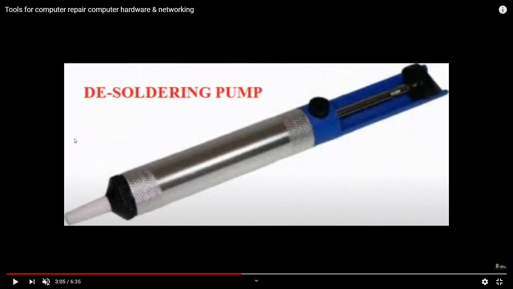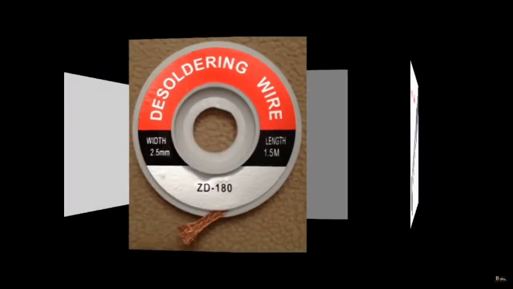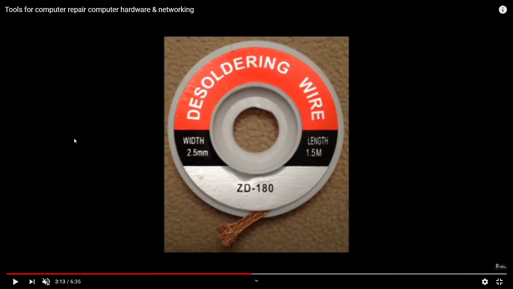Desoldering pump. A desoldering pump, known as a solder sucker, is a manually operated device which is used to remove solder from a printed circuit board. Desoldering wire. Desoldering wire is used to remove solder from an electronic device or from patterns on a printed circuit board.